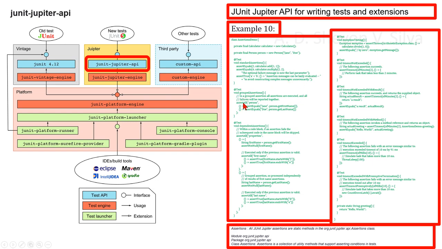A grouped assertion: all assertions are executed and all failures will be reported together. Within a code block, if an assertion fails, subsequent code in the same block will be skipped. Execute only if the previous assertion is valid.